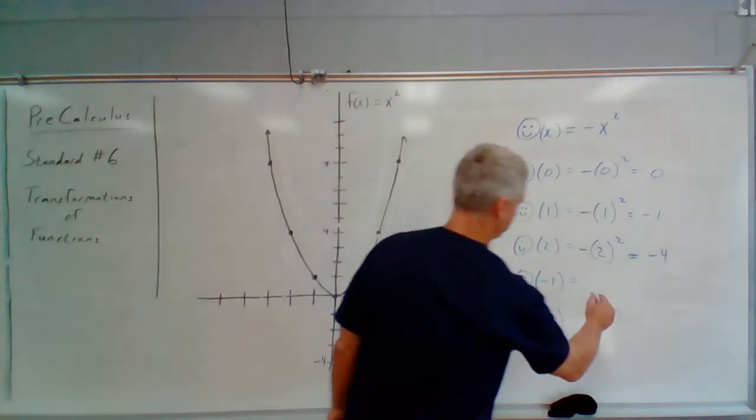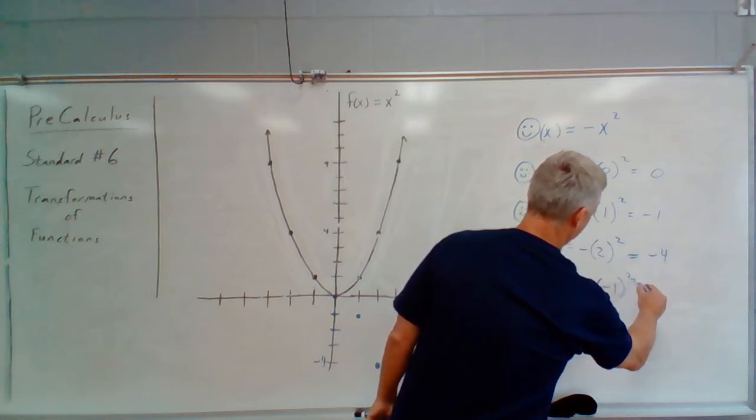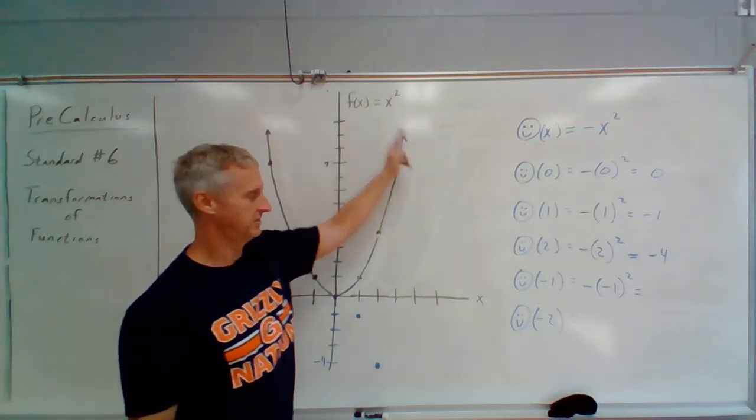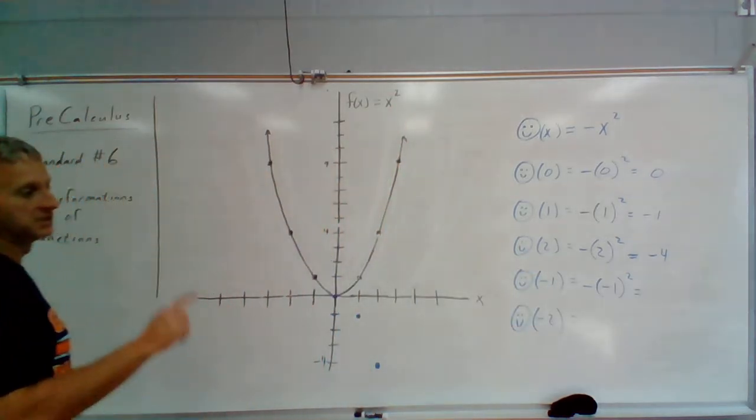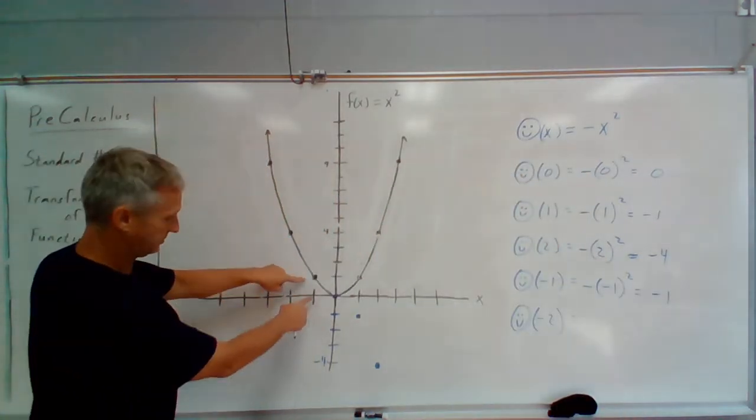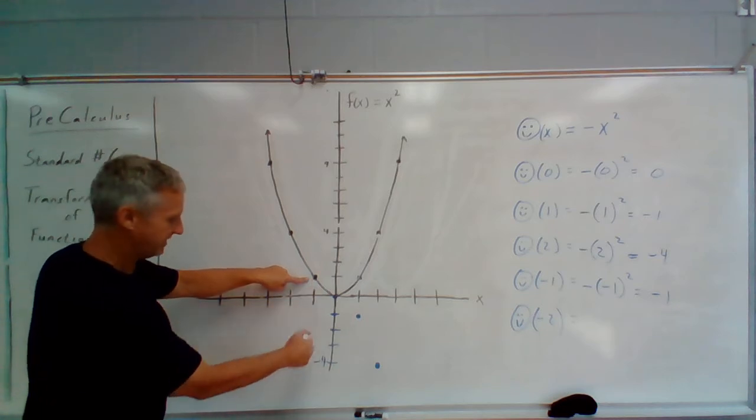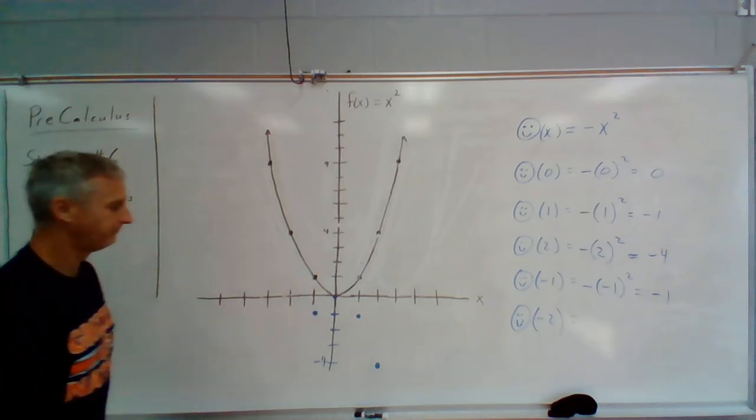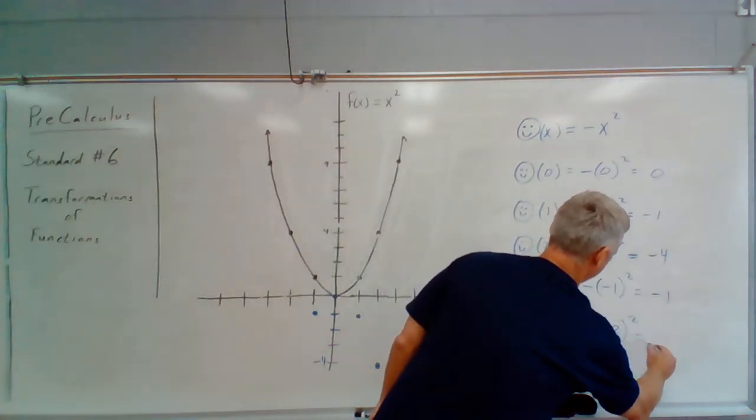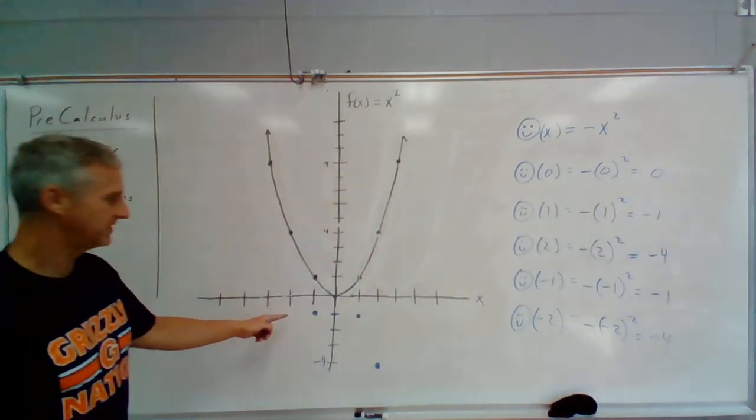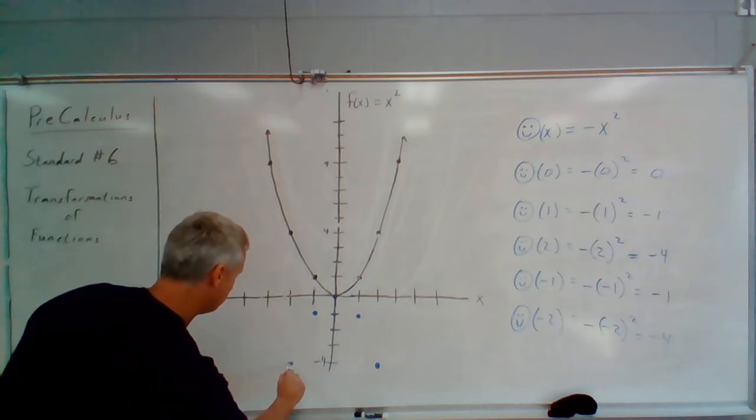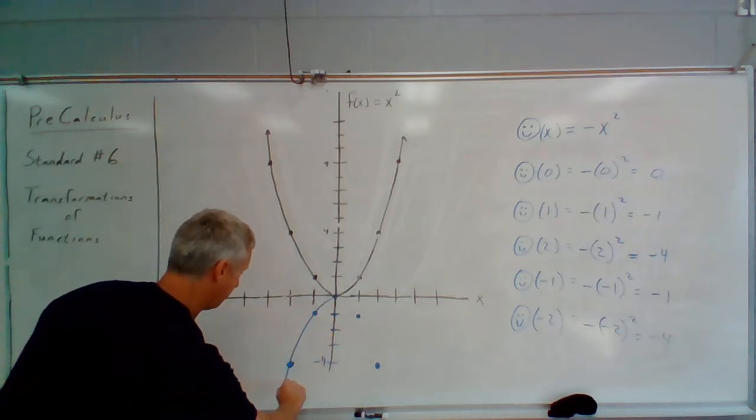Plug in a -1, that'll be exactly the same as plugging -1 into the original function and then making my answer negative. So -1 squared is 1, make it negative, -1. So plugging a -1 into the original, I got 1, but now I'm going to make that 1 negative, and I get that. I plug -2 in, -2 squared, that'll be -4. That's the same thing as plugging a -2 into the original function, getting 4, and then making my answer negative. So down here, and I get that.